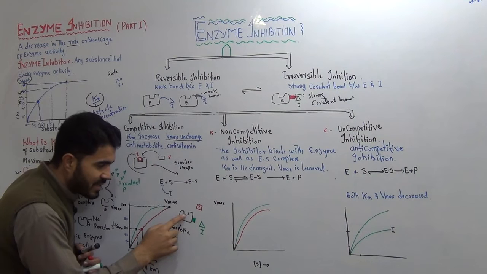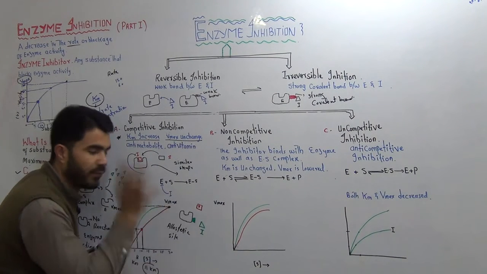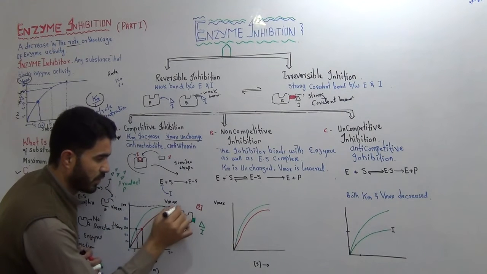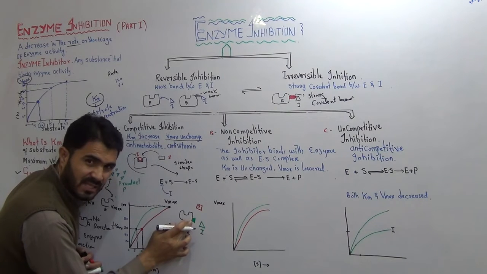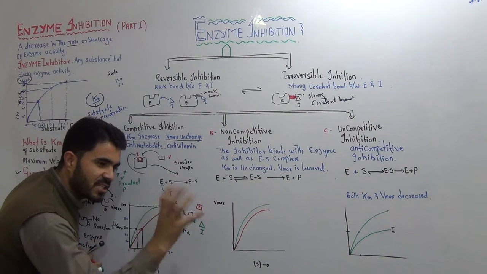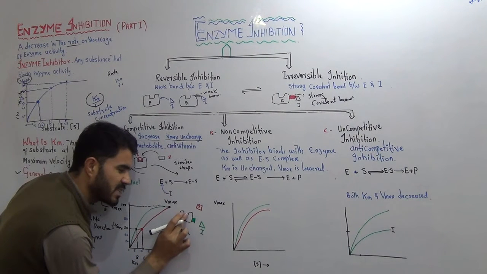This results in a change of the active site. Look, the active site was perfect for the substrate. It was very good for the substrate. But once the inhibitor attaches to the enzyme, this changes the shape of the enzyme. They change the shape. I'm going to change the active site now.